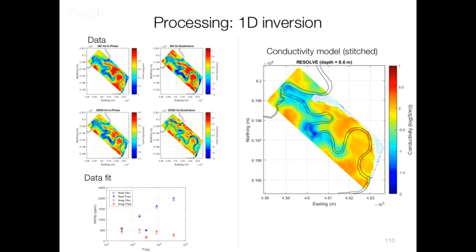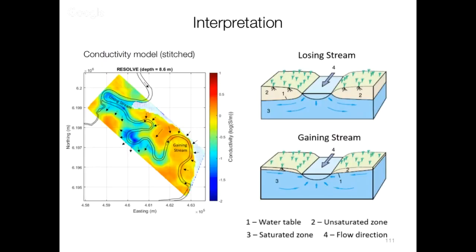So we're going to invert these data. Here's our data, and now we're going to invert each sounding and stitch them together. The warm colors are more conductive. The cooler colors are more resistive. So it's starting to look something like this, the result of inverting the data at a depth of 8.6 meters. And now, yeah. Could you just go back?